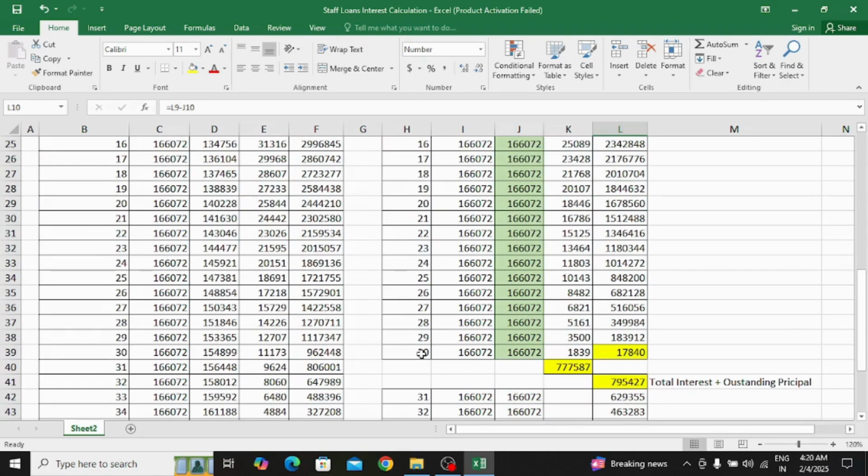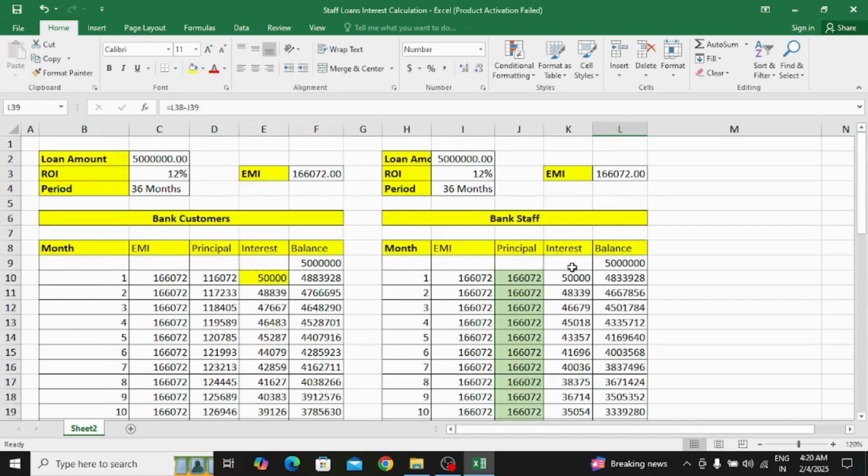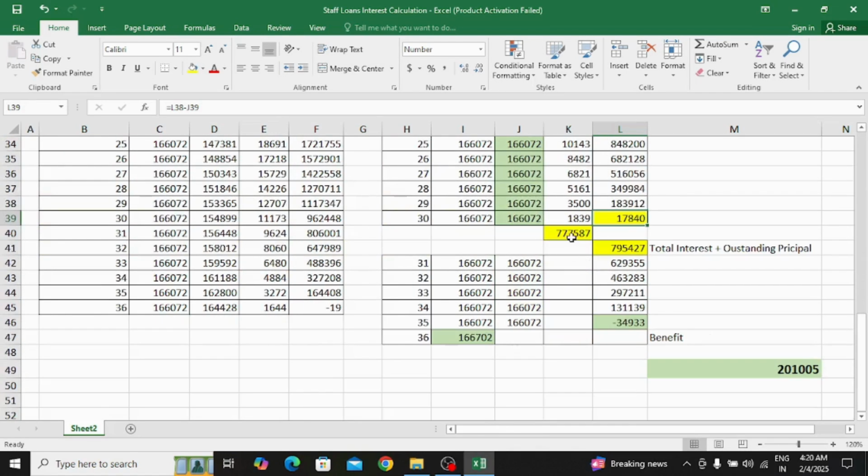So if you come to the 30th month, what will happen? Your outstanding is 17,000. So whatever interest is calculated for the 30 months, it is 7,77,000. If we add 7,77,000 with 17,000, it is 7,95,000. So in the 31st month we will not calculate any interest because the principal has become zero and we have added the outstanding amount to the interest. So the bank staff has to pay only 7,95,000.